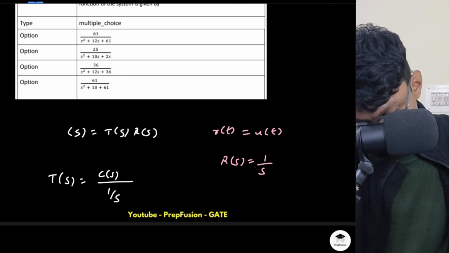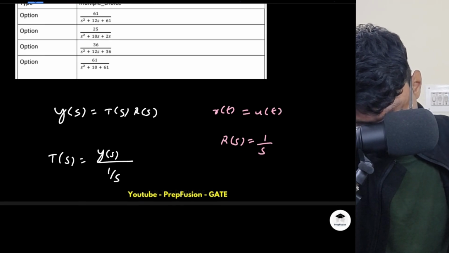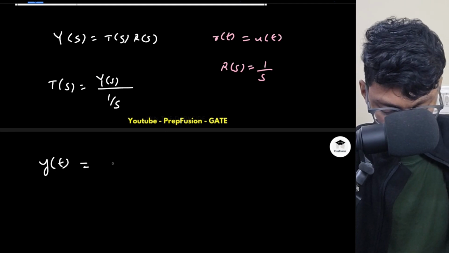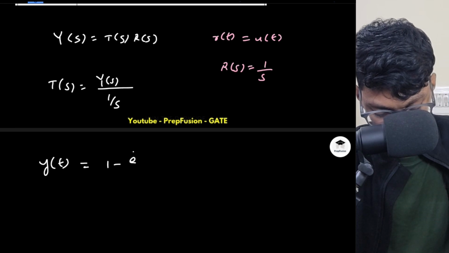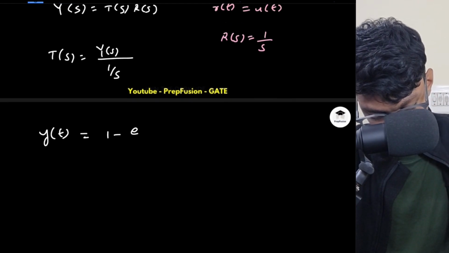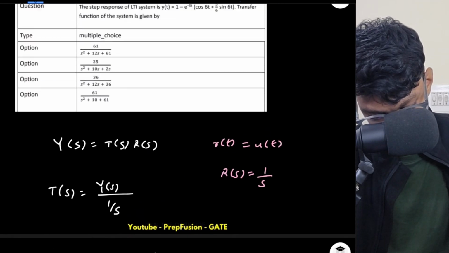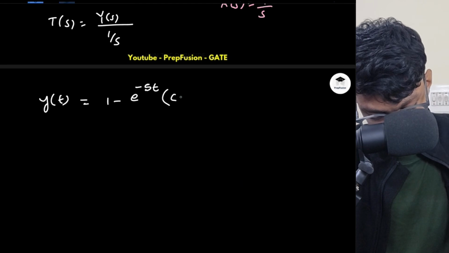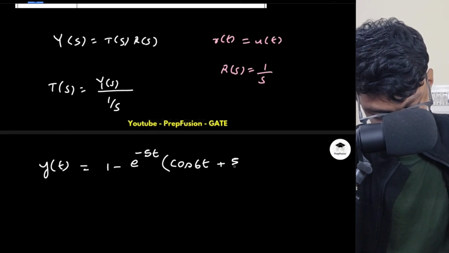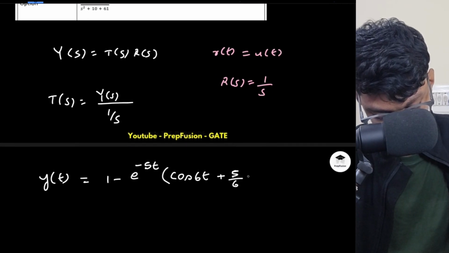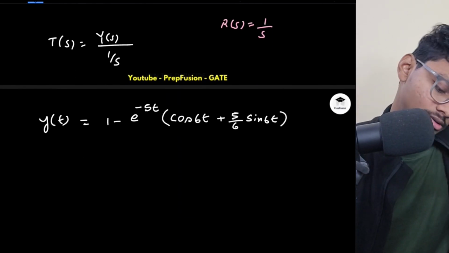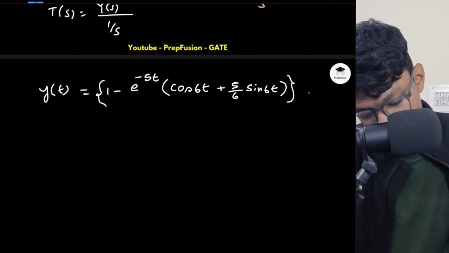This will be capital Y. What is my y of t? y of t is 1 minus e raised to power minus 5t, times cos 6t plus 5 by 6 sine 6t. And this is multiplied by u of t as well.